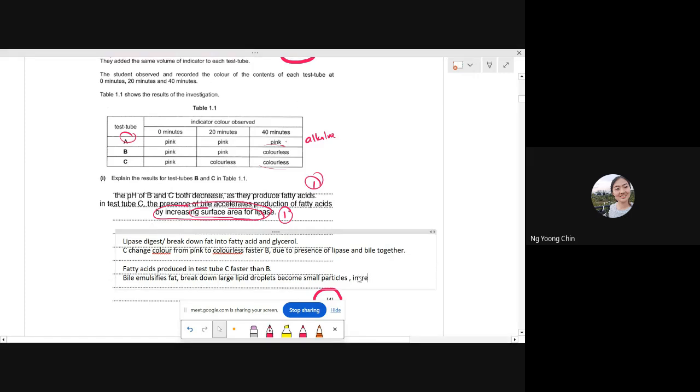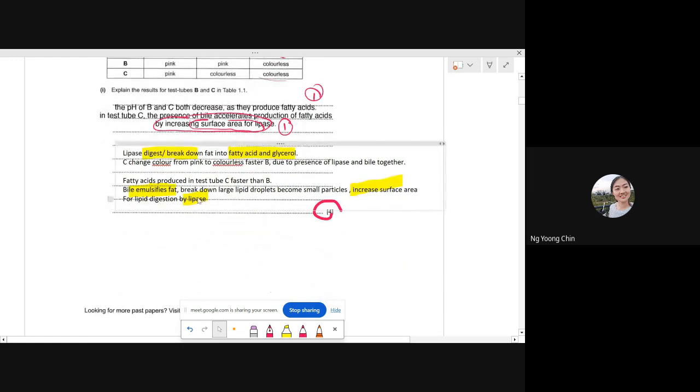So this will be the 4-mark answer: increase the surface area for the lipid digestion by the lipase. If I'm the examiner, I will give you marks like this: lipase digests fat into fatty acid and glycerol, and then one more, emulsify the fat, increase surface area for the lipase. So this is a 4-mark answer. So just add on your points with the emulsification.